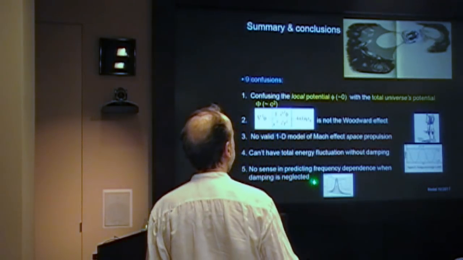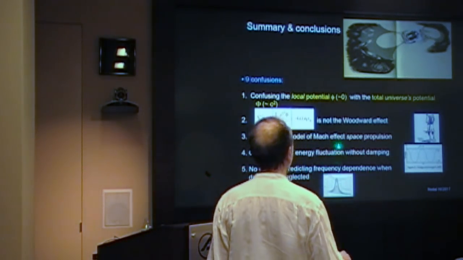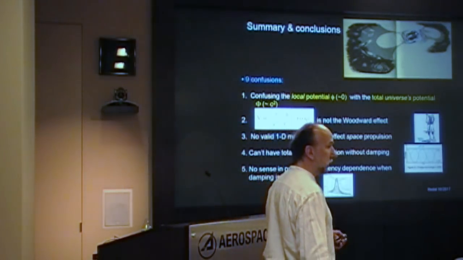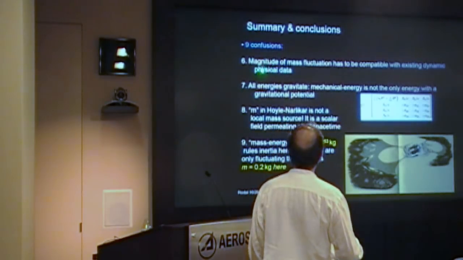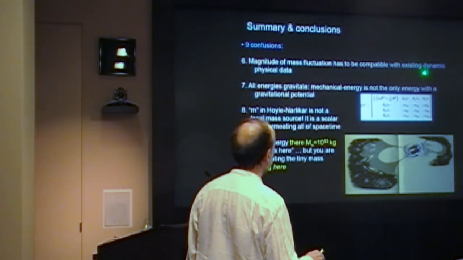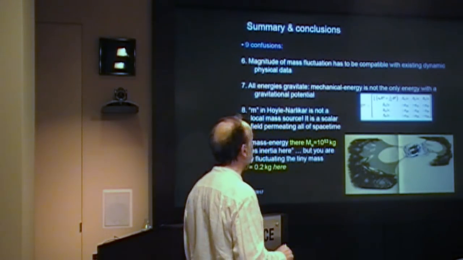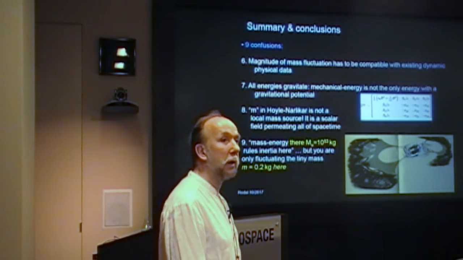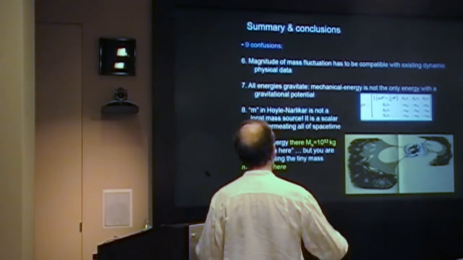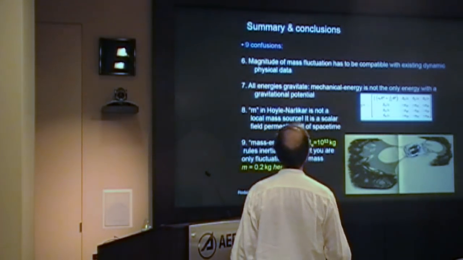There's no sense in predicting frequency dependence when you're doing an experiment at resonance and you're neglecting damping, because that controls the amplitude. The magnitude of mass fluctuations has to be compatible with existing dynamic physical data. It cannot be milligrams. It goes against a huge number of experimental values.